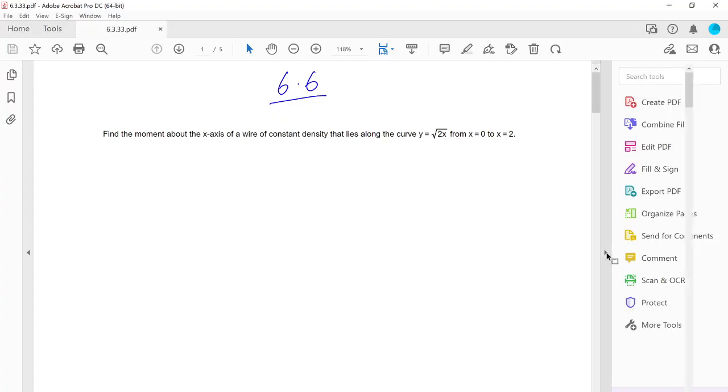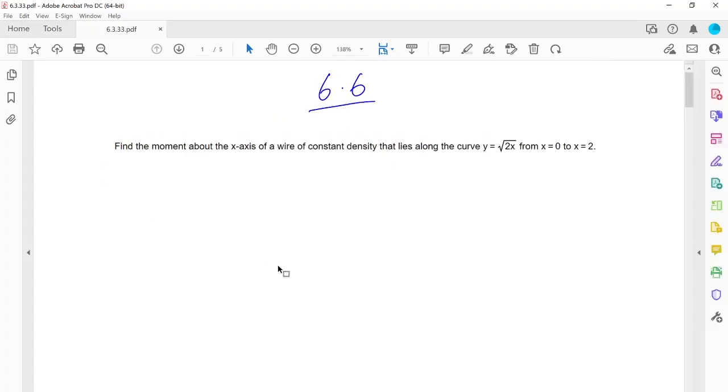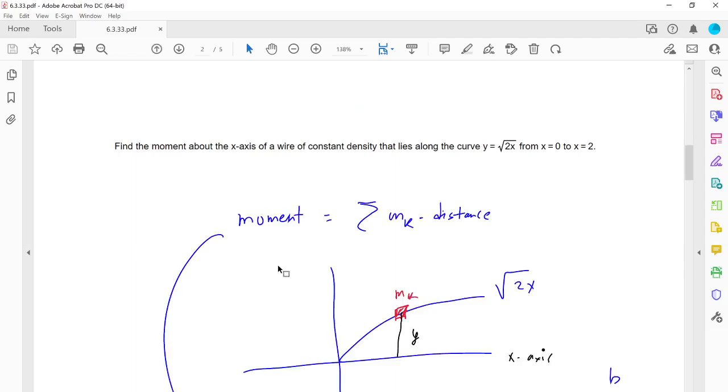So this is a problem from section 6.6. Find the moments about the x-axis of a wire of constant density that lies along the curve y equals square root of 2x from x equals 0 to x equals 2.